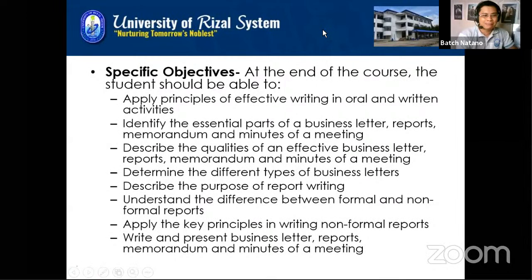So it's expected that for the whole semester, you will be writing letters, reports, and memoranda. It's more of application. So I will only be discussing some points, and then afterwards, it's up to you how you're going to apply those principles that I will be discussing here in the class.